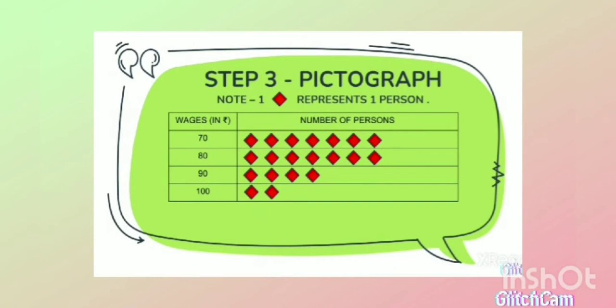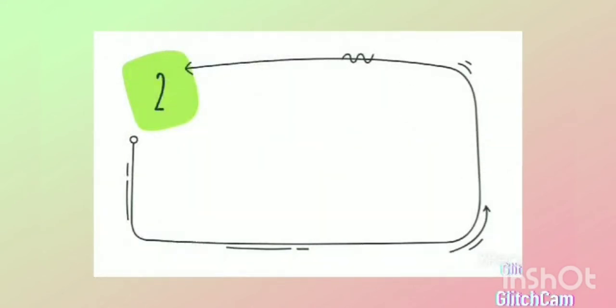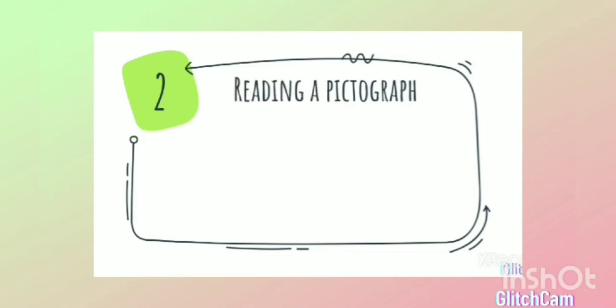Here, one diamond shape represents one person. This form of representation of data using pictures is called pictograph. Here, in this pictograph, you will observe that 7 diamonds are used to represent 7 number of persons for getting wages rupees 70. In the same way, only 2 diamonds are used to represent the number of persons taking wages rupees 100. Now let us learn to read pictograph.